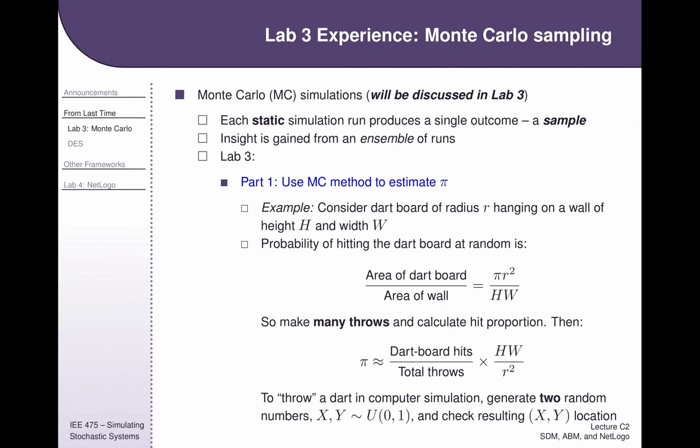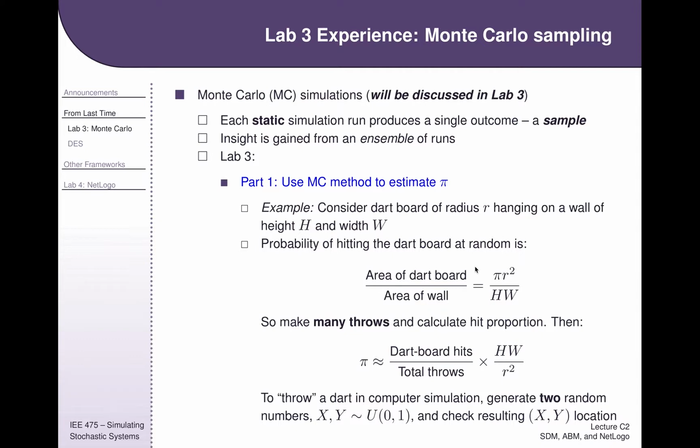Because the area of a dartboard has a pi in it, we can actually use the Monte Carlo sampling to estimate the probability of hitting the dartboard, and then equivalently estimate pi, because we can rescale that probability that we estimate from the experiments by hw and r squared, and end up getting pi out. And so that's what we're saying here. You have the area of the dartboard divided by the area of the wall. That's pi r squared divided by hw. This should be approximately what proportion of throws hit the dartboard.